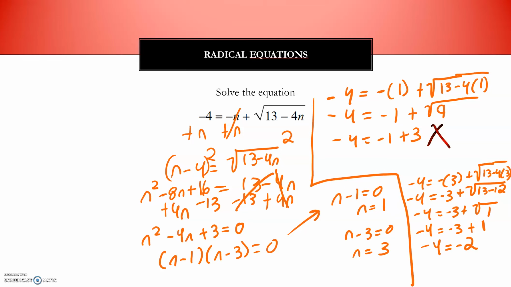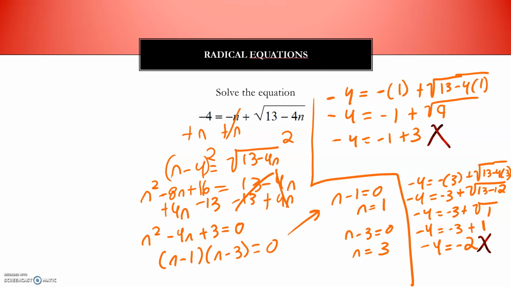Well, in looking at this, this would lead us to believe there's no solution here, but let's just check over our work quickly. So we squared. Going back all the way to the beginning, we added n to each side. N was positive. Good. Squared both sides. 13 minus 4n stayed the same. Good. N squared minus 8n plus 16. That's exactly what we should have had.